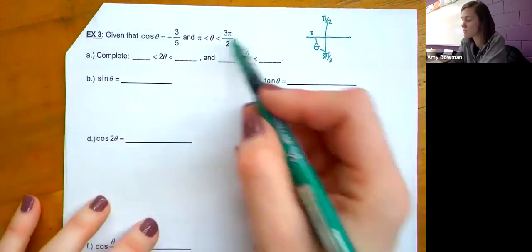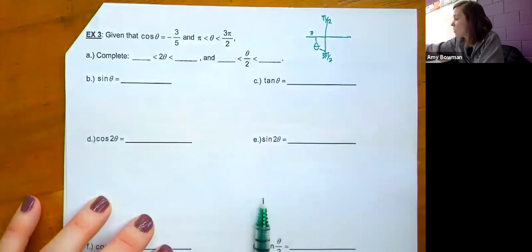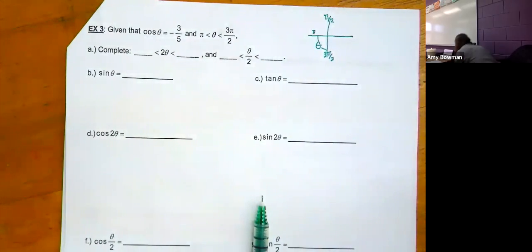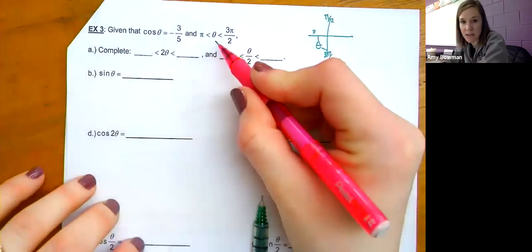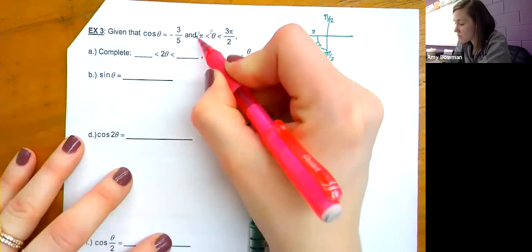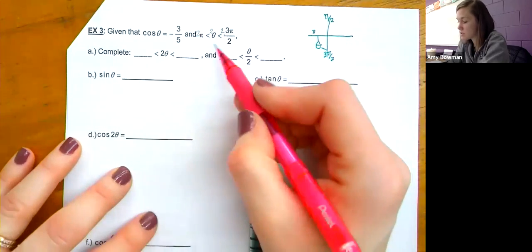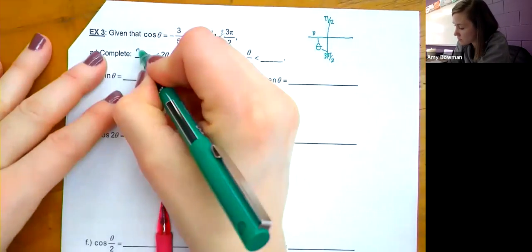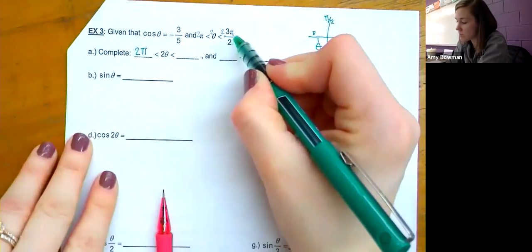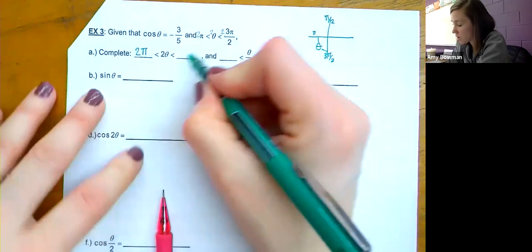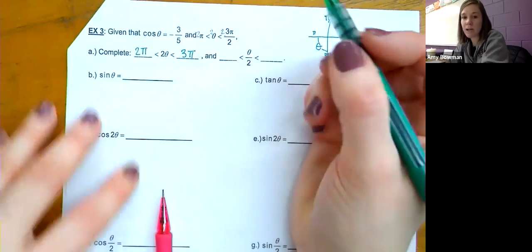All you have to do, if we have this relationship right here, if I want to know where 2 theta is, all I need to do is multiply both of those sides by 2. So it's kind of like an equation. To get 2 theta, I would multiply every piece of this inequality by 2. So that means 2 theta is between 2 pi and then 2 times 3 pi over 2 is going to be 6 pi over 2, which is 3 pi. So 2 theta is between 2 pi and 3 pi.